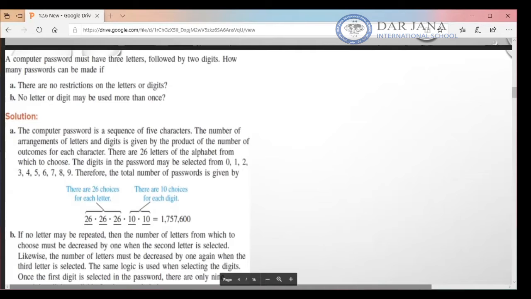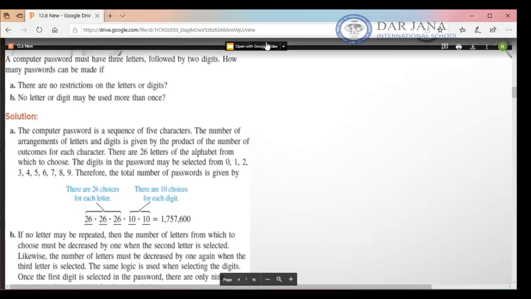A computer password must have 3 letters followed by 2 digits. So here, directly, I'm going to start. This is my password: letter, letter, a third letter, a digit, and a digit. Now they are asking in how many different ways you can put your password. Here, pay attention. Of course, you already know that to put the password, the order does matter. So to make my work much easier, I'm just going to put the lines.